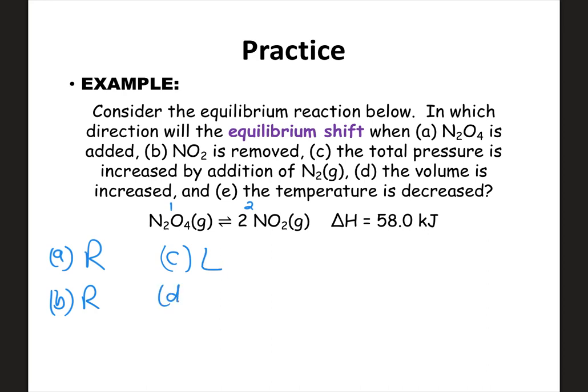All right. So now when we do D, D says the volume is increased. So if you increase the amount of space the reaction is taking place in, that doesn't necessarily affect it, but it's going to change the pressure here. So if you increase the volume, you're going to decrease the pressure. So if you decrease or lower the pressure, you need to shift to the side of the reaction that has more moles of gas, essentially to increase that pressure. So we're going to go to the right here, the side with two molecules of gas. And then we have E.